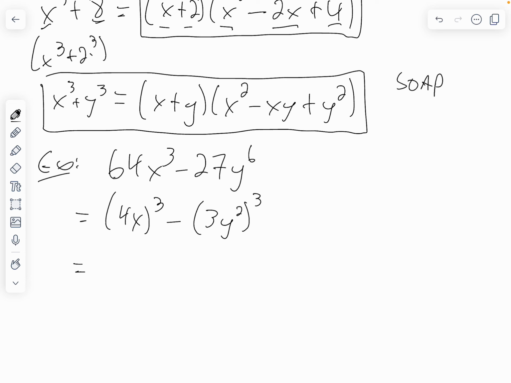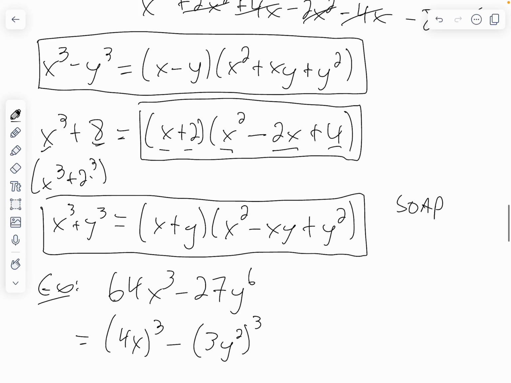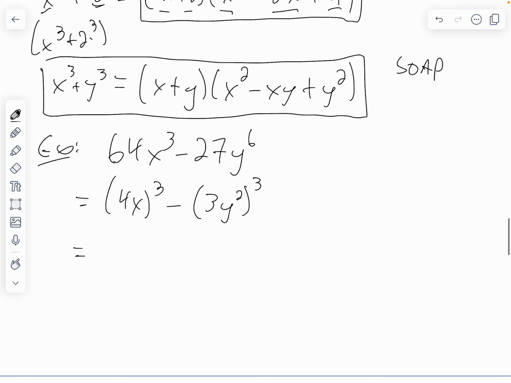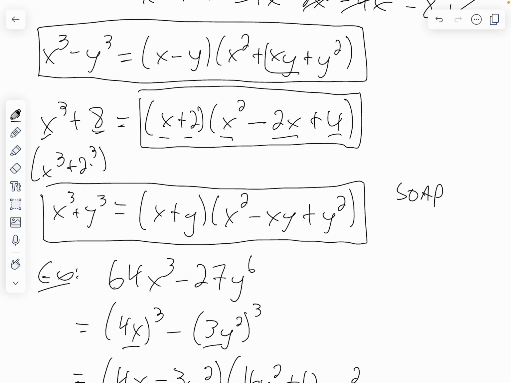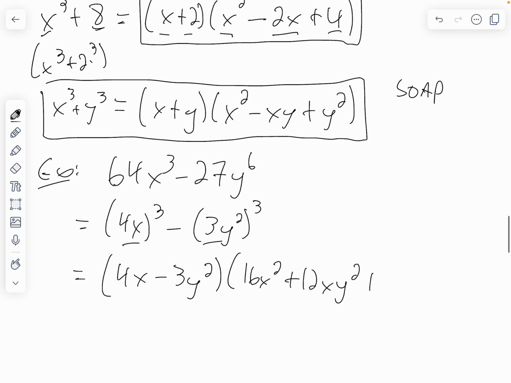So if I'm going to factor this, using our formula up here for difference of cubes, I'm going to do SOAP. Same sign, so it's going to be 4x minus 3y squared. Now it's going to be the opposite sign, so I have to square the first thing. So it's going to be 16x squared. Opposite sign is a plus. Now I multiply the two things together, so it's going to be a 12xy squared, right? From our formula, you just multiply the two things together. And then always positive, so the last thing is going to be positive at the end, and that's going to be the last thing squared.